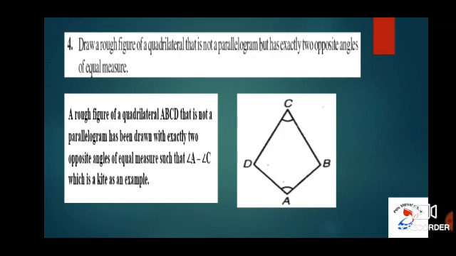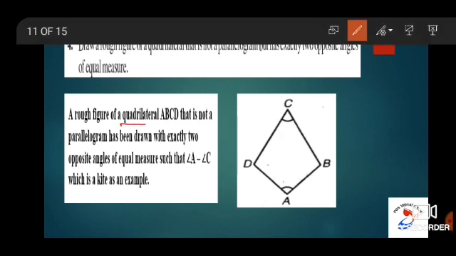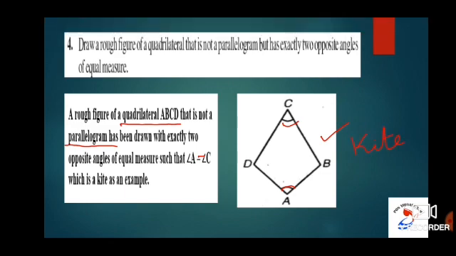Fourth question. Draw a rough figure of quadrilateral that is not a parallelogram but has exactly two opposite angles of equal measure. A rough figure of a quadrilateral ABCD that is not a parallelogram but has two opposite angles equal, that is angle A and angle C are equal here, that is nothing but a kite. This figure is an example for a kite. So this completes this problem.